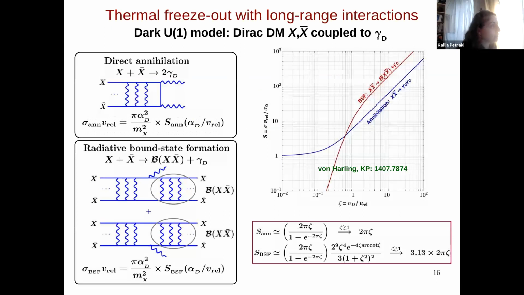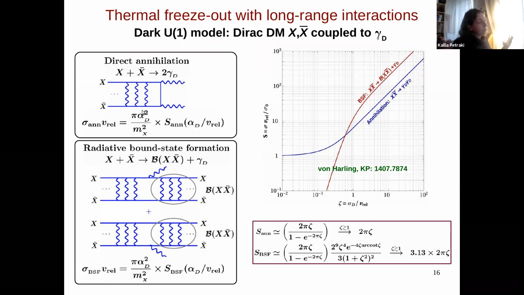Okay, so let's start with a simple dark U1 model. We will assume that dark matter is a pair of Dirac fermions coupled to a dark photon that we will assume is very light or massless. Then in this simple scenario, dark matter can annihilate into two dark photons. The annihilation cross-section times the relative velocity is, first of all, the so-called tree-level part, which is this constant factor, alpha squared over m squared.